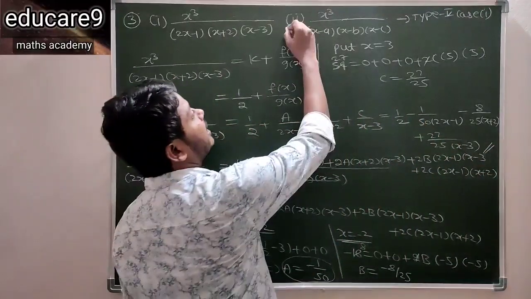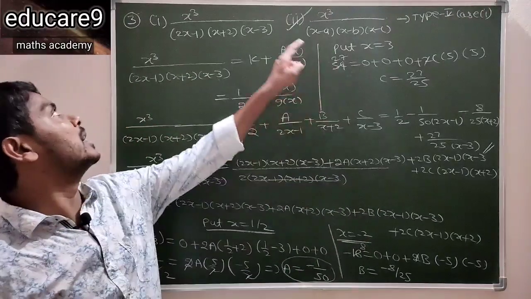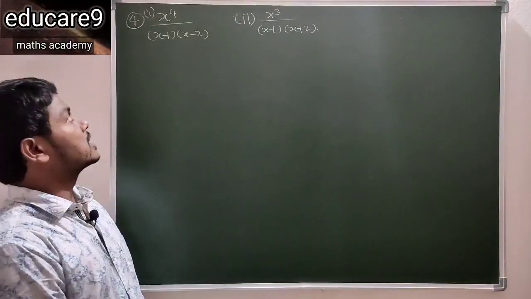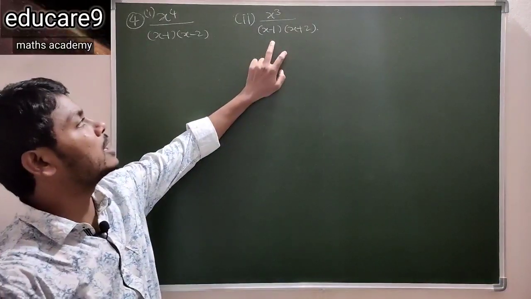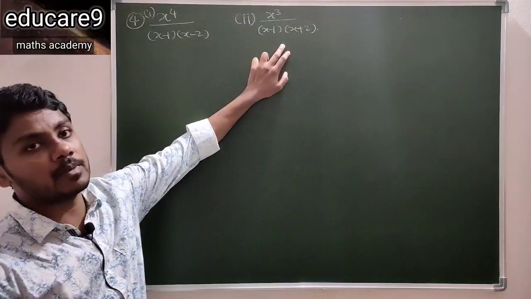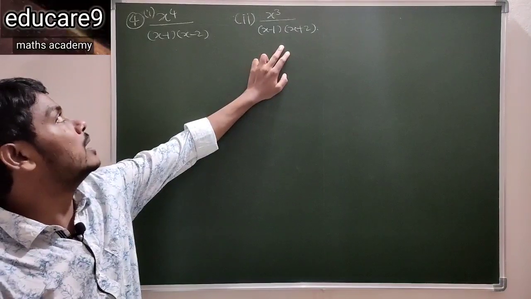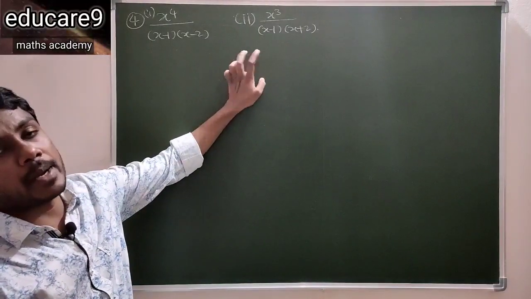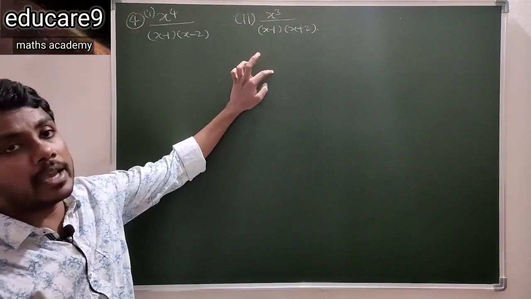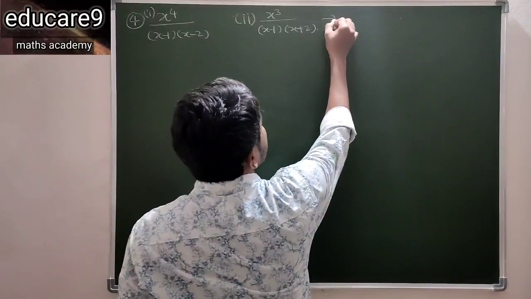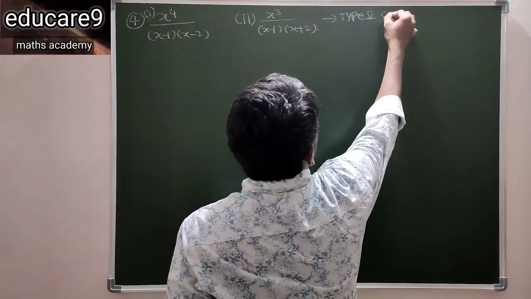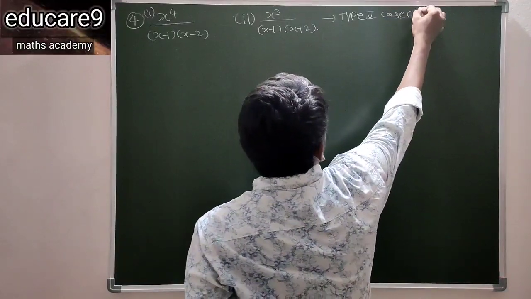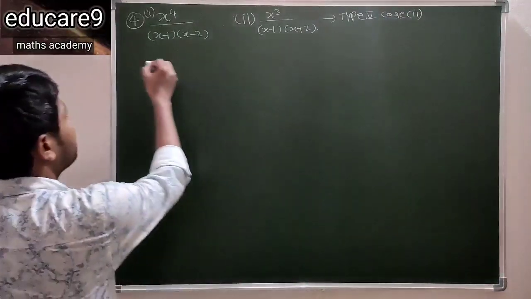Try to solve second question. Okay. So same as first question. So see here next one, x power 4 by x minus 1 into x minus 2, and this one x cube by x minus 1 into x plus 2. So clearly these are improper fractions and case 2. So clearly this is type 5 case 2.